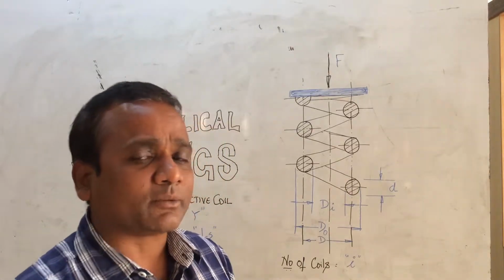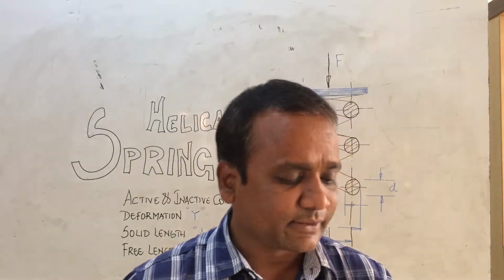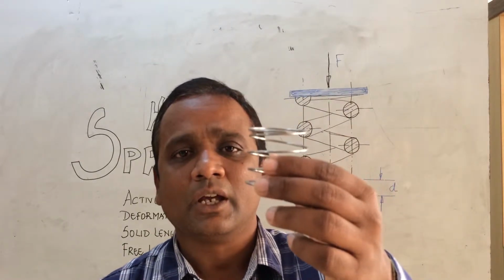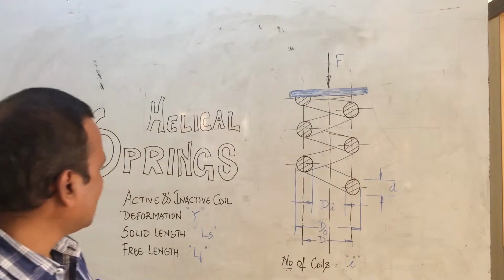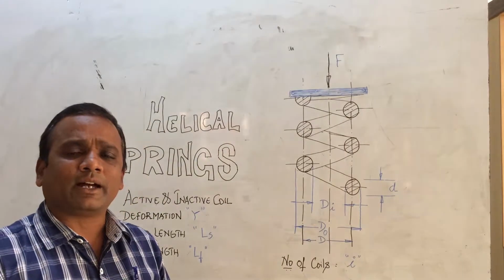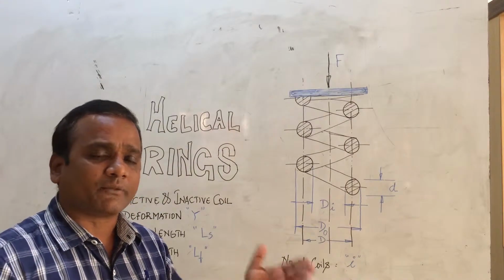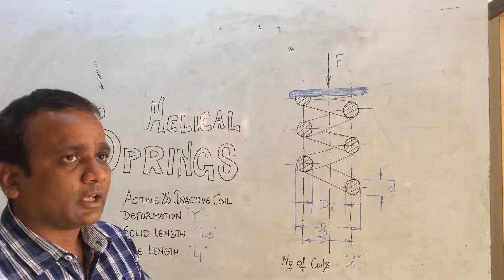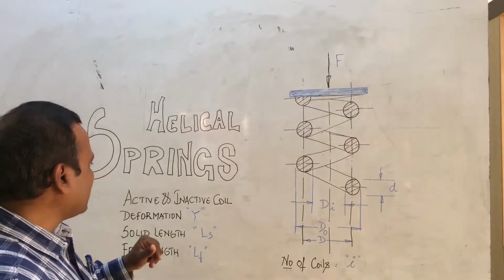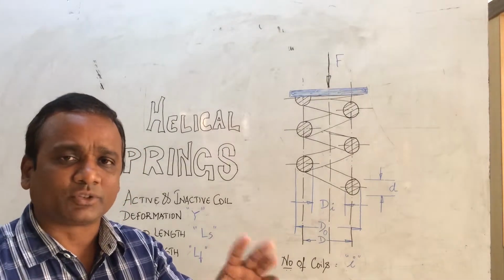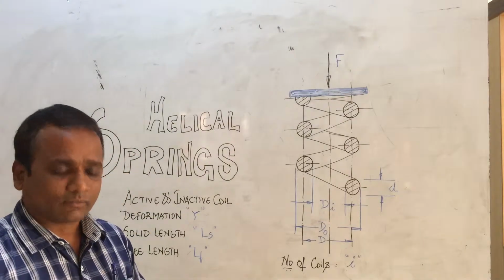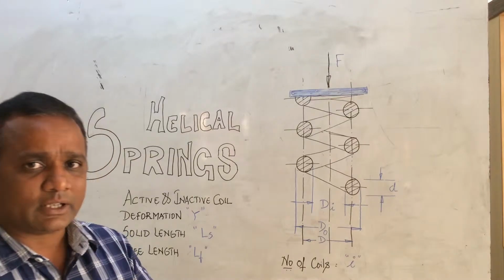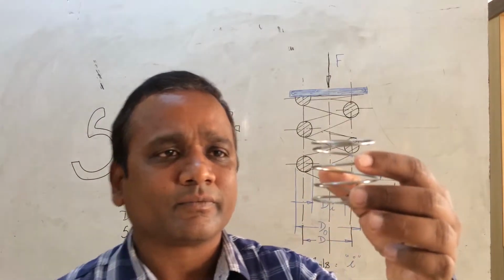Now, a very important concept when it comes to a spring is the number of coils, which is termed as small l. Now, when I say a terminology or a design of a spring, there is one thing we need to be very much into. What are active and inactive coils? To understand that, look at the spring.